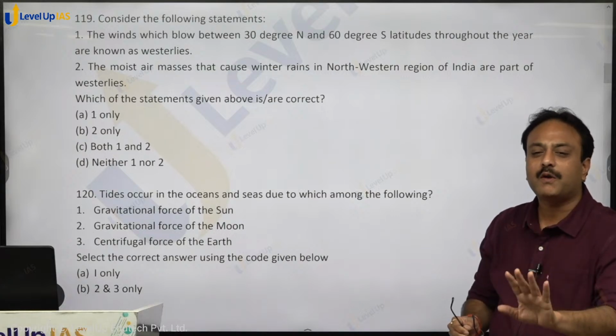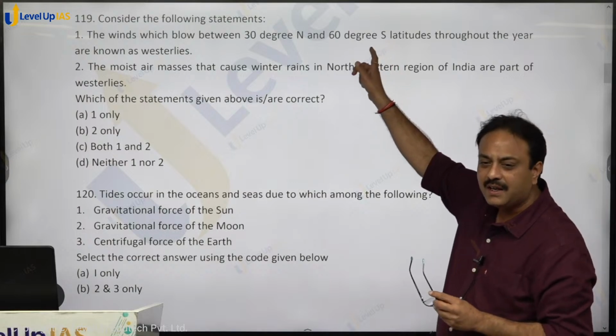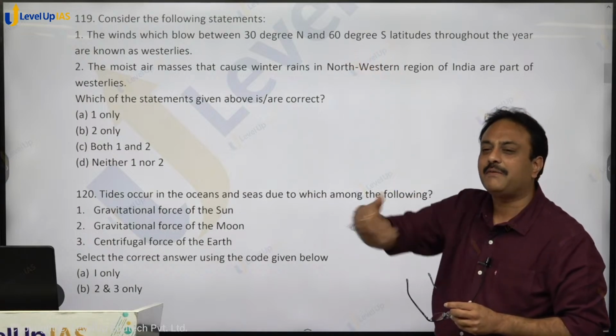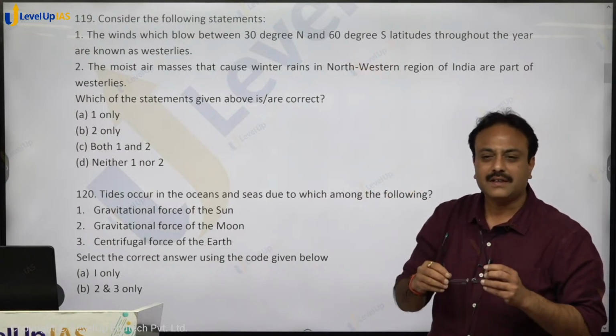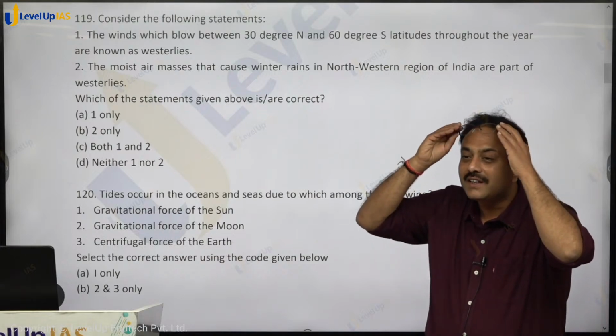I have full confidence. I am not blaming anyone, but I have full confidence this was a printing error which was eventually carried forward. Sorry?